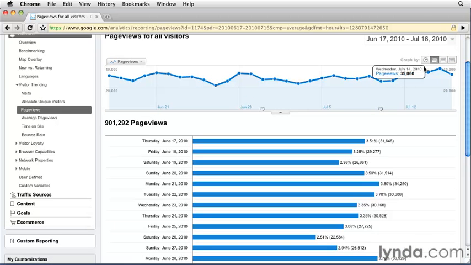The metrics of visitors, visits, and page views are fundamental in any web analysis, but will more likely be used as metrics in other reports rather than these standalone reports on their own.